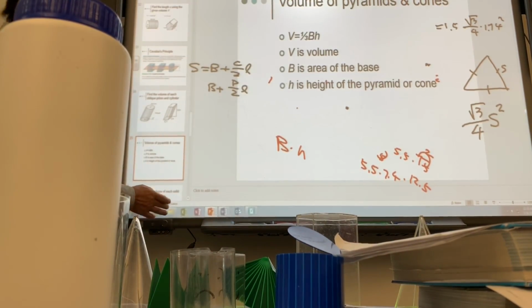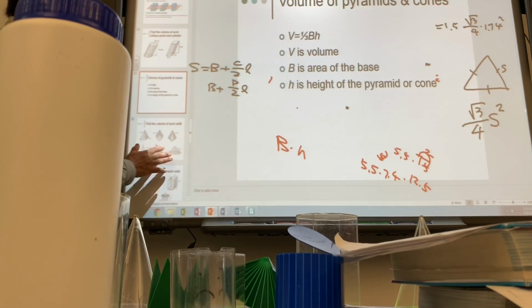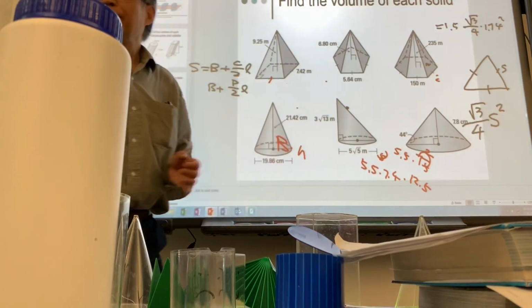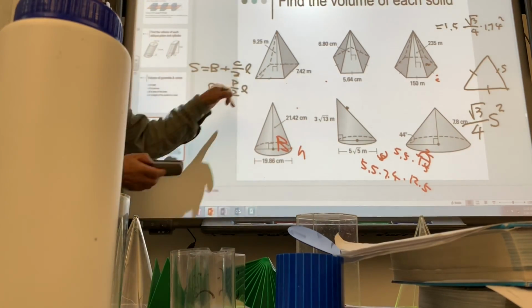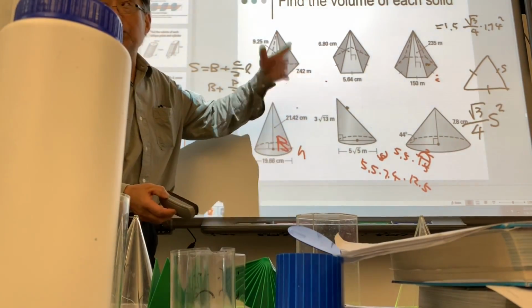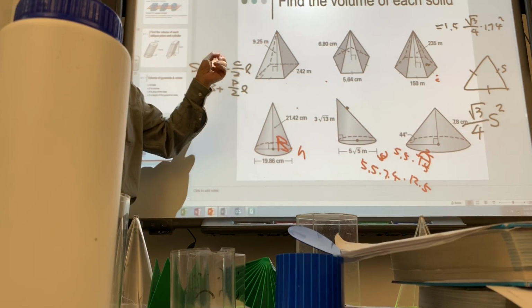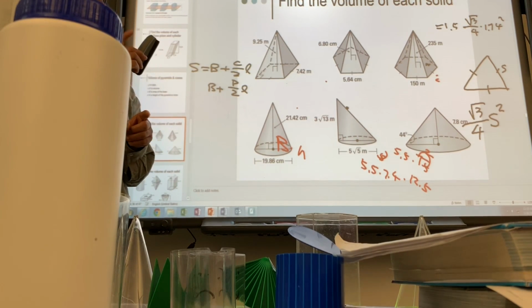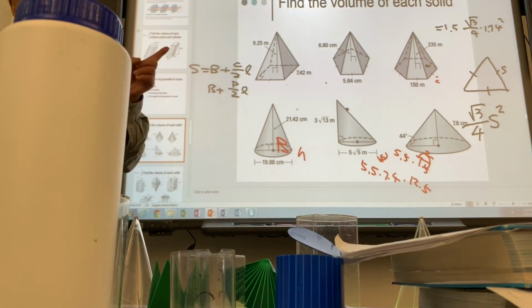You can take a look. Examples here. This is required. For instance, the first one is a square on the bottom. 7.42 squared is the base area, times the height. The height is already given. If the height is not given, you have to find the height. Do you understand, please? If the question gives you the slant height, you can find the height.